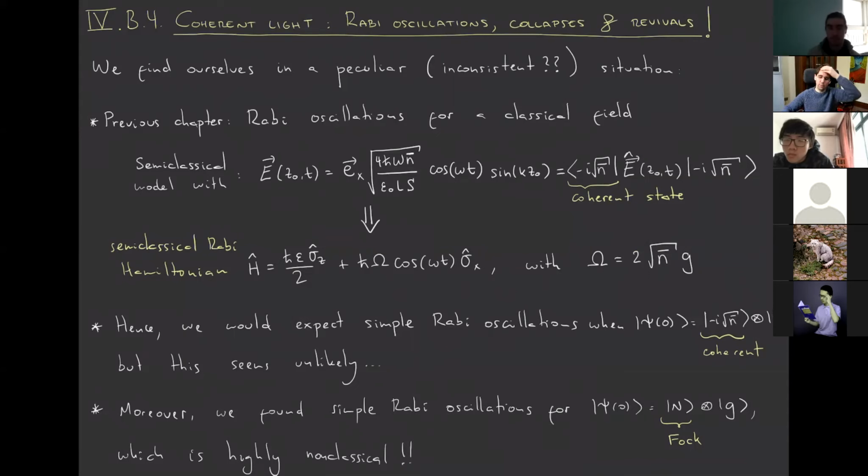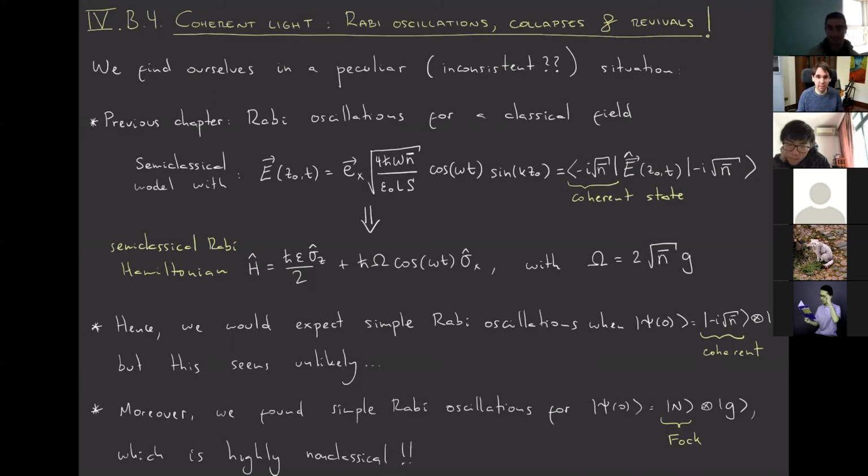So then when one gets here, I think one should get completely confused, because on one hand, one expects simple Rabi oscillations when you are in a coherent state, which is a very classical state of light. But what you find is that actually you have simple Rabi oscillations when you are in a highly non-classical state, which is a Fock state. What's going on? So have we failed? Have we tried to define a quantum theory of light that might be incorrect? So hopefully not.